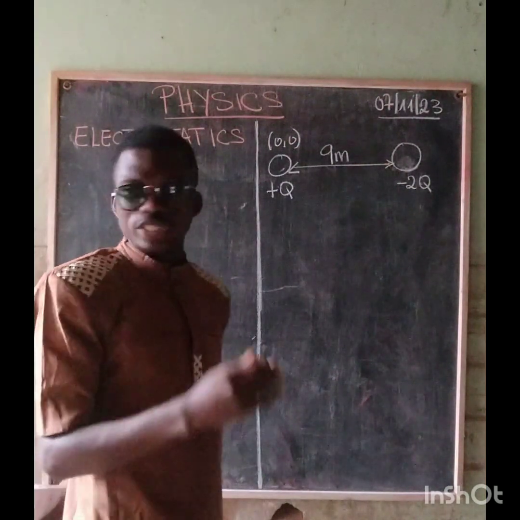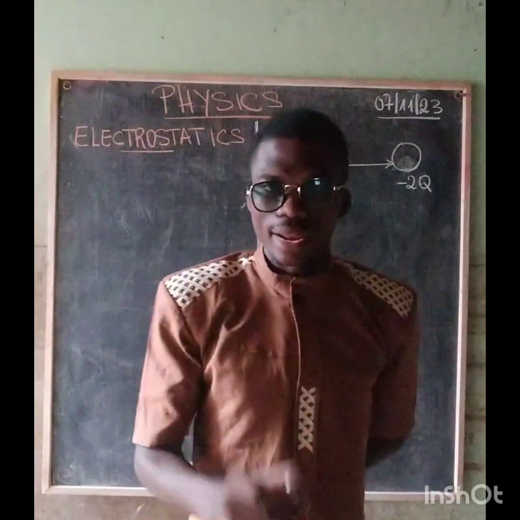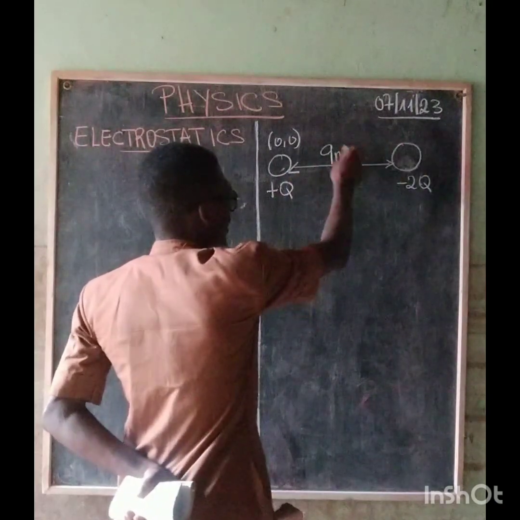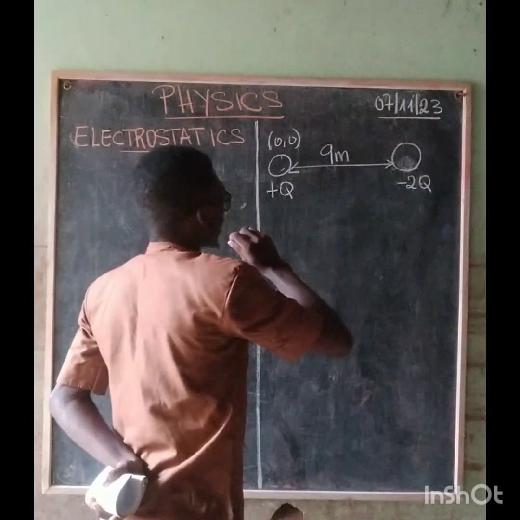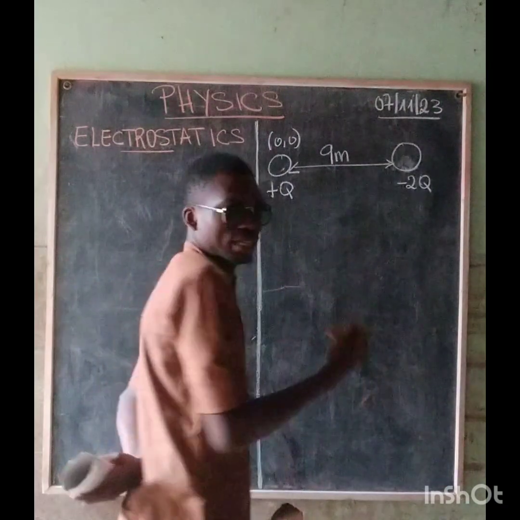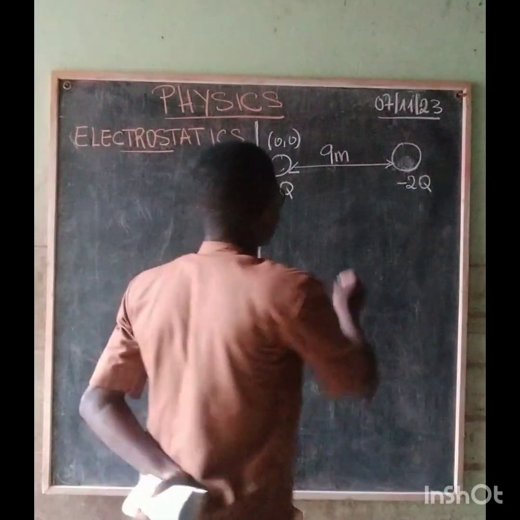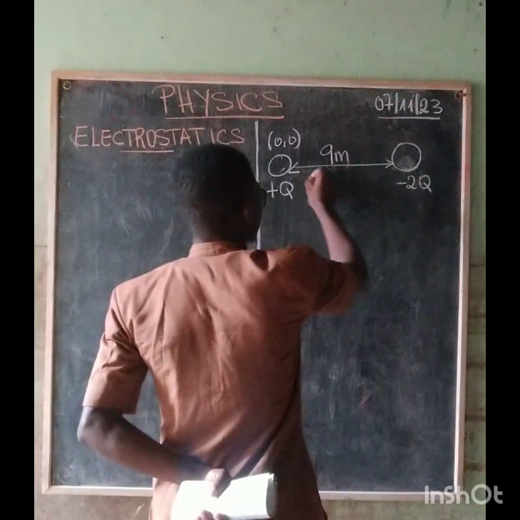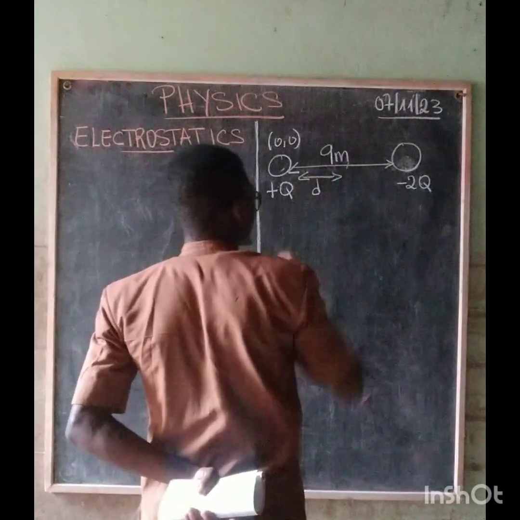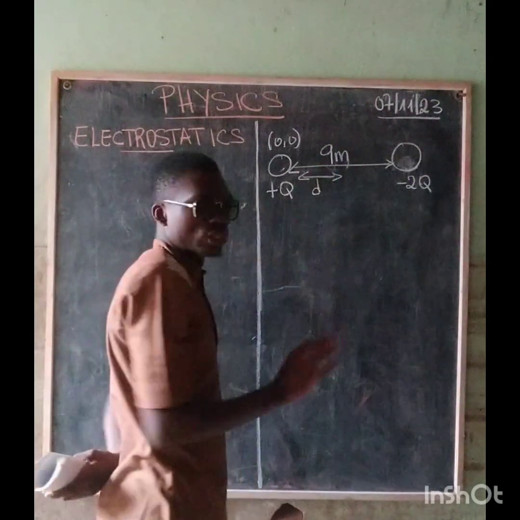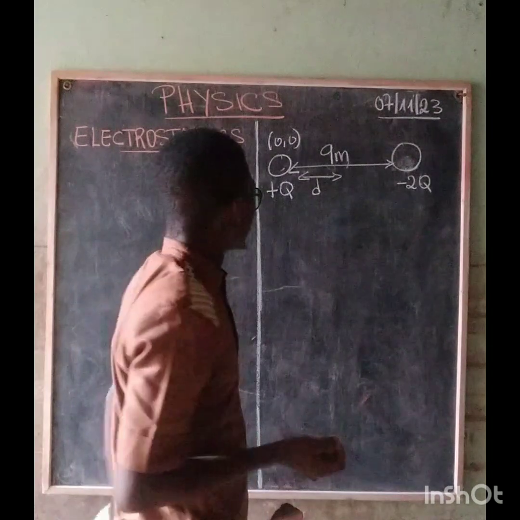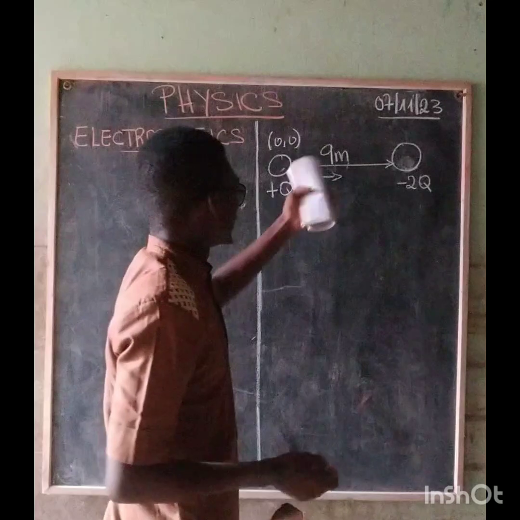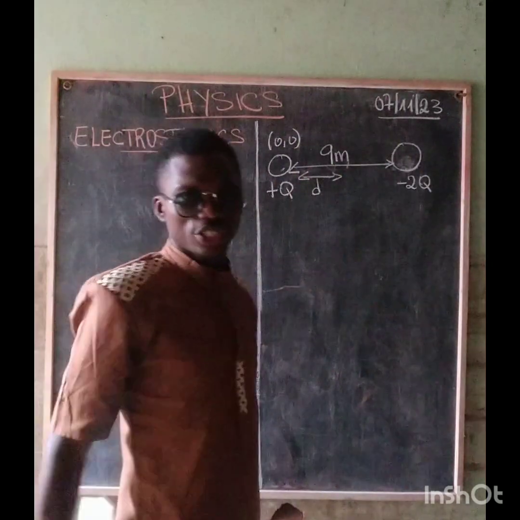Now, the position where the electric potential will be 0 will be found in between the two charges at a certain distance. We call the distance Z, and Z is what we are looking for. At a certain point between the two charges, the electric potential will be 0.